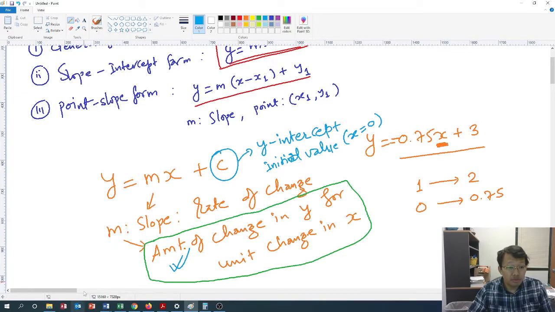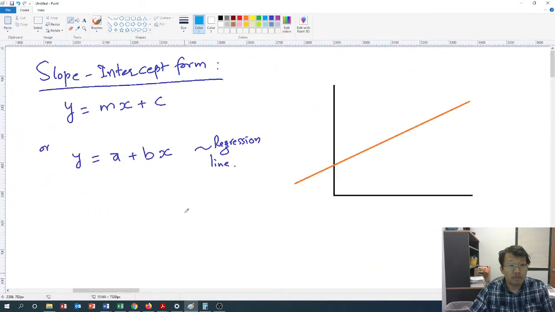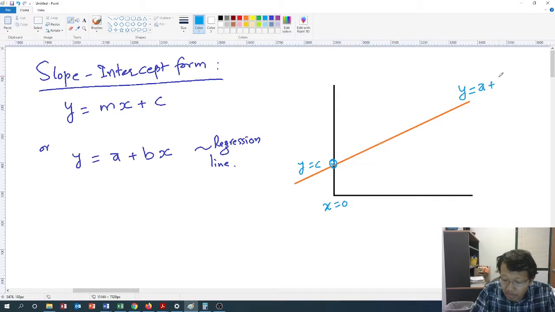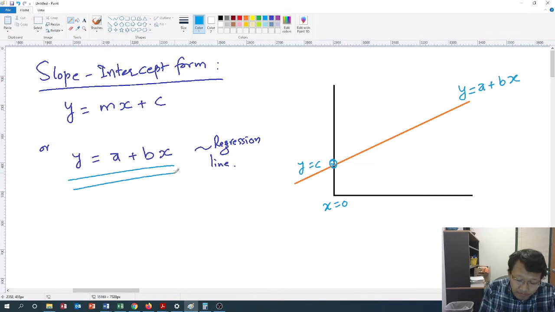Okay, now let's head over to this y equals mx plus c, slope-intercept form. This value is c. Whenever x equals 0, y equals c. Right? So that's it. And this equation, let me write it in this way, a plus bx. Okay, so this is how statisticians write the slope-intercept form. b is the slope in this case. So here the regression line used by statisticians is represented by y equals a plus bx. And more specifically, statisticians write y hat equals a plus bx.